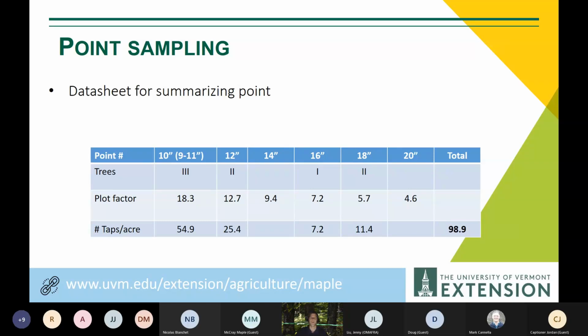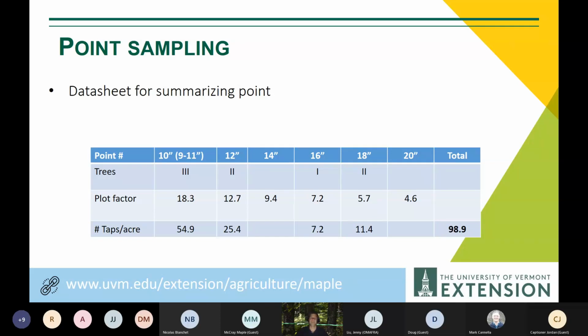The prism that is most common would be a 10-factor prism, but you would have a multiplier. So whatever number of trees you tallied in that various diameter class, you would multiply by that factor, and then you would total up for number of taps per acre.